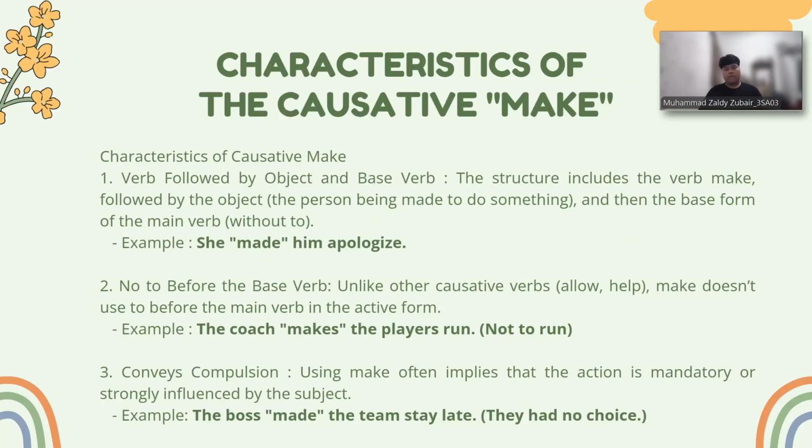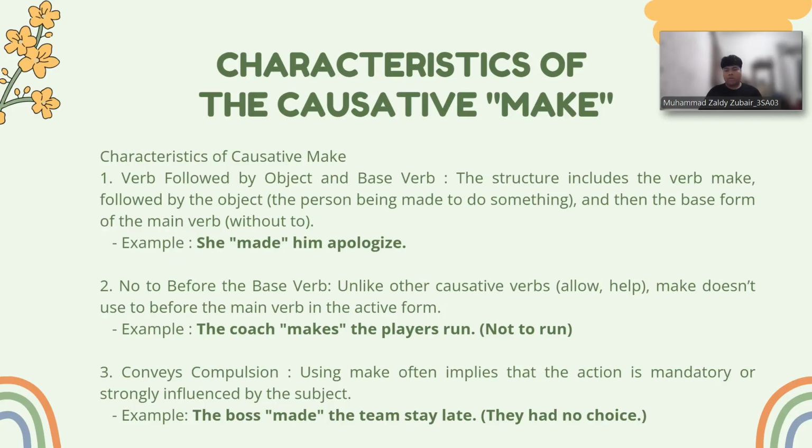Characteristics of causative make. Number one, verb followed by object and base verb. The structure includes the verb make followed by the object, the person being made to do something, and then the base form of the main verb without to. Example: she made him apologize. Number two, no to before the base verb. Unlike other causative verbs, allow, help, make doesn't use to before the main verb in the active form. Example: the coach makes the players run, not to run.